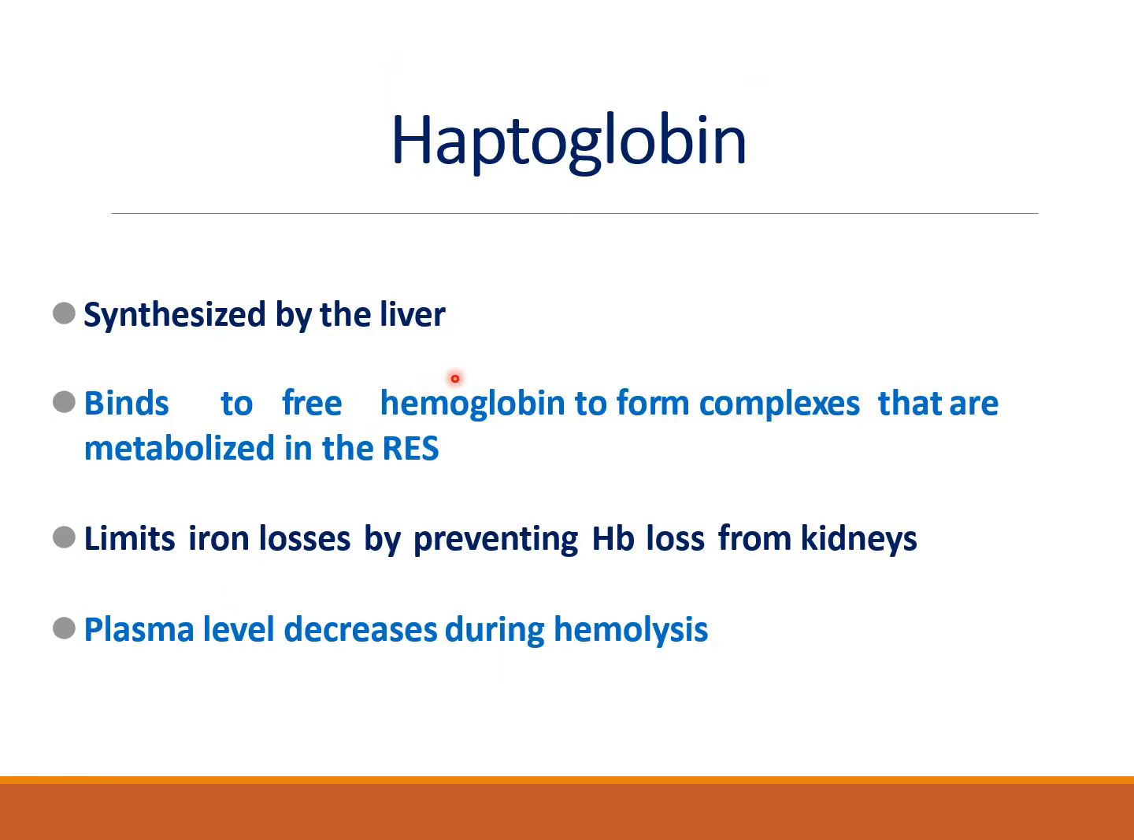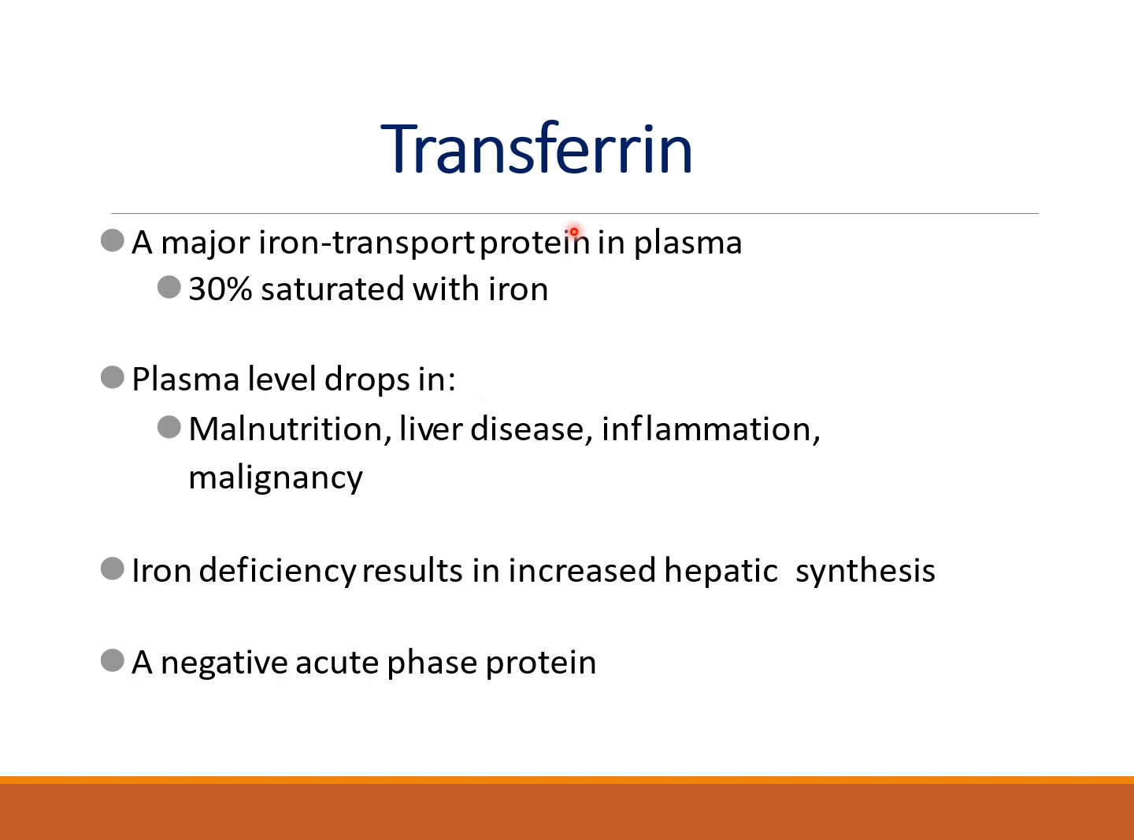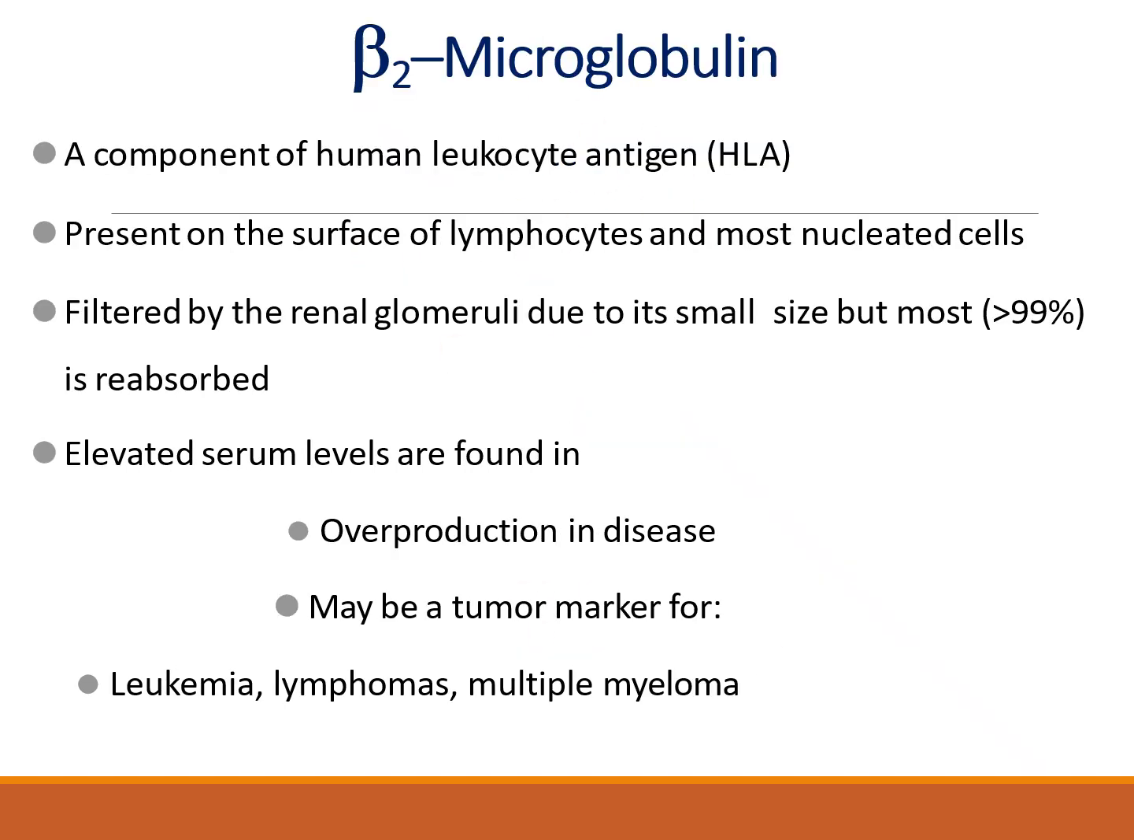Haptoglobin is synthesized by the liver. It binds to free hemoglobin to form complexes that are metabolized in the reticuloendothelial system, and limits iron losses by preventing hemoglobin loss from the kidneys. So plasma level decreases during hemolysis. Next, transferrin, the iron transport protein. Plasma level drops in malnutrition, liver disease, inflammation, malignancy. The deficiency results in increased hepatic synthesis. So transferrin is a negative acute phase protein.